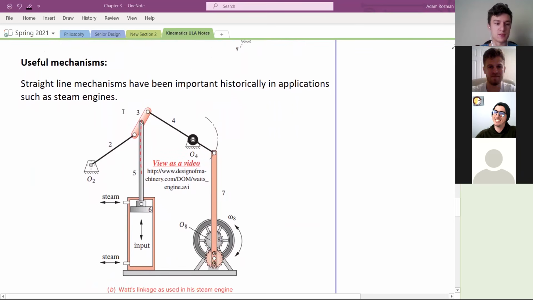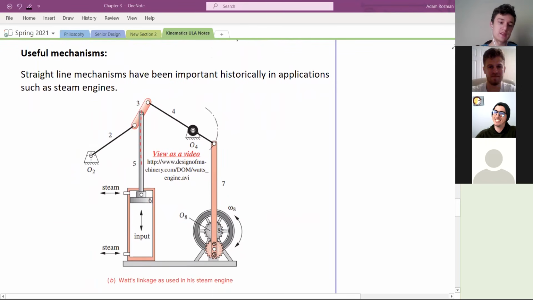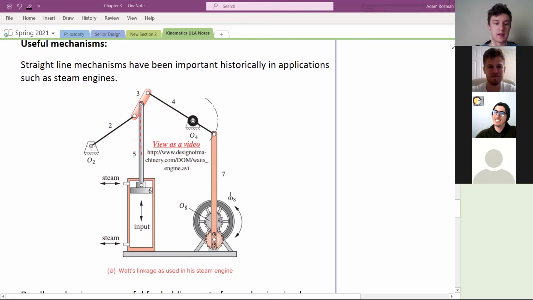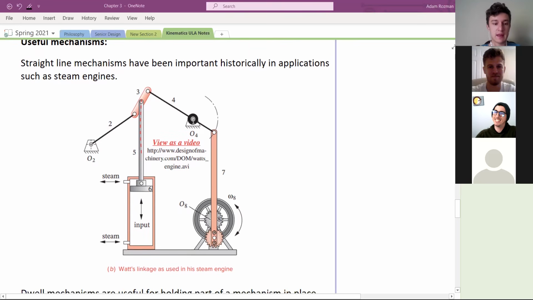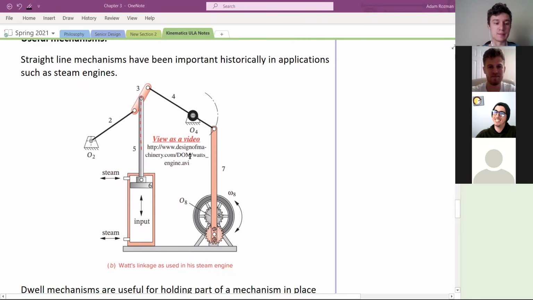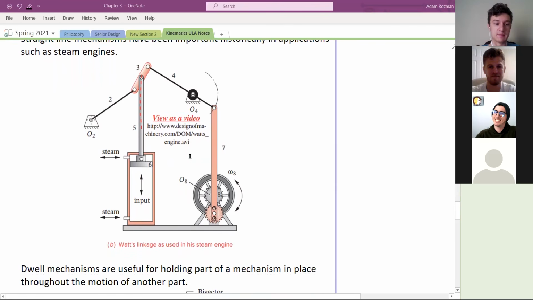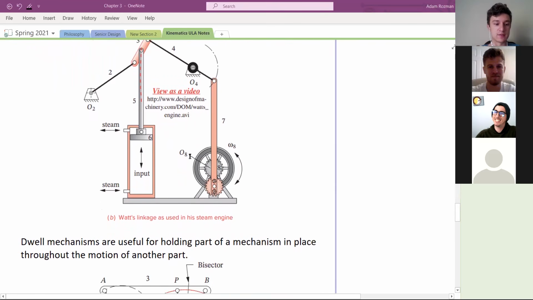So just a couple other useful mechanisms. The straight line mechanisms, historically really important. Like in the steam engine, you can see this link 3 basically rotates and goes up and down. So if you attach a bar to the center of link 3, when you turn this wheel, this plunger will basically just go straight up and down. But modern day engines and stuff, they have different ways of doing this. It's kind of just a historically significant mechanism, I guess.